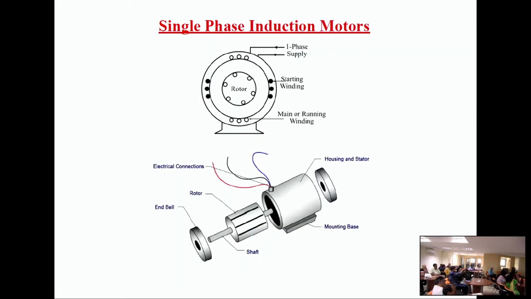So these are the parts. A single phase supply is connected to the stationary stator winding. So there is a starting winding. It requires one more winding, an auxiliary winding. Why does it require it? We will see. So there are two windings: one is the starting winding, and one is the running winding or main winding. And these are the parts. These are small motors.